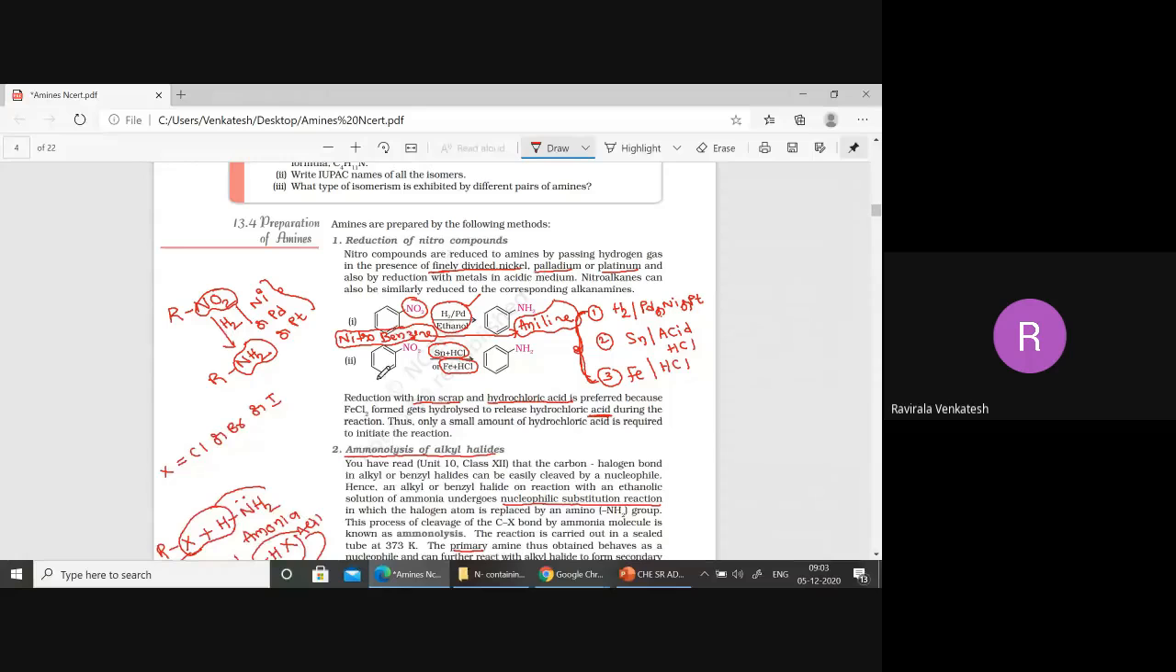The others always produce only primary. You can't get any secondary. Here also it will give primary only. This one will give primary, secondary, tertiary, even quaternary also. And the remaining all are giving primary amines only. So this way, you may get n number of questions here.